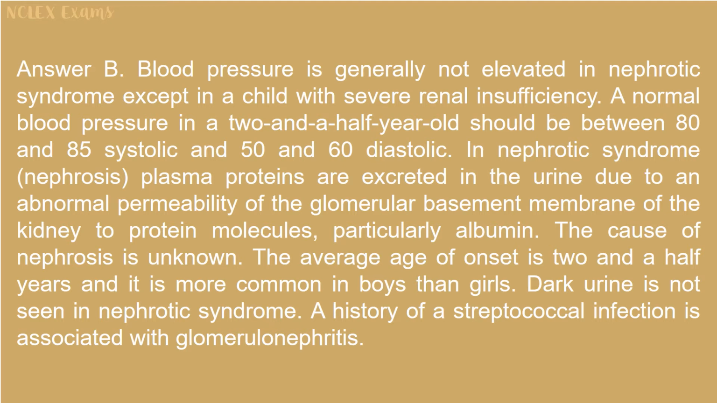In nephrotic syndrome, nephrosis, plasma proteins are excreted in the urine due to an abnormal permeability of the glomerular basement membrane of the kidney to protein molecules, particularly albumin. The cause of nephrosis is unknown. The average age of onset is 2.5 years and it is more common in boys than girls. Dark urine is not seen in nephrotic syndrome. A history of a streptococcal infection is associated with glomerulonephritis.